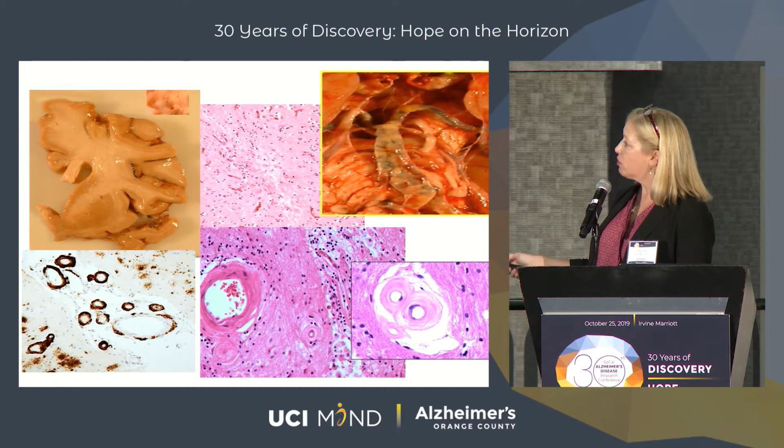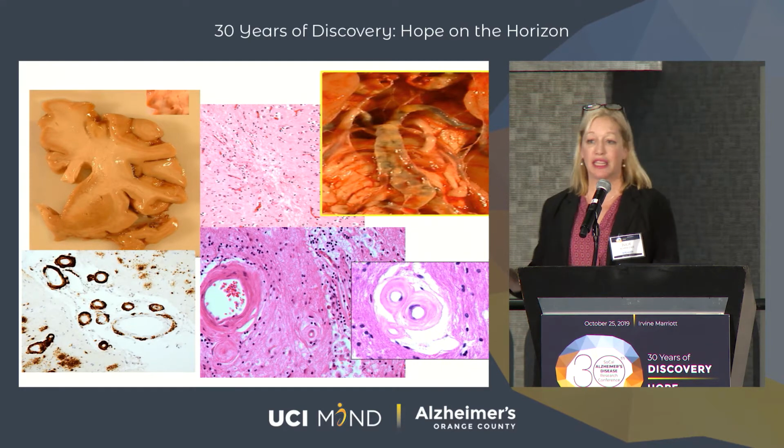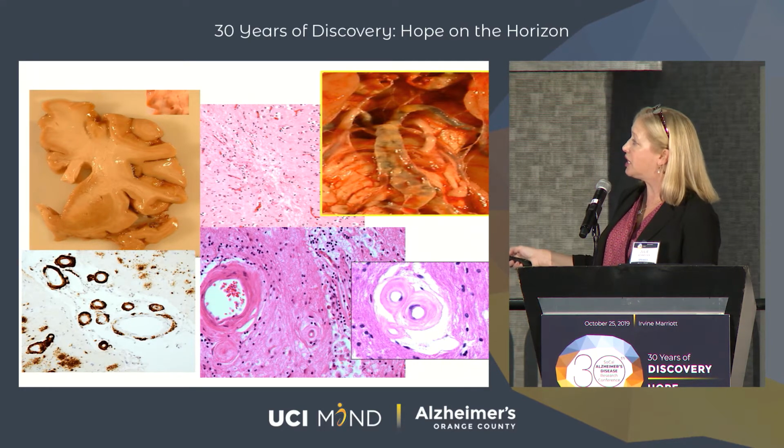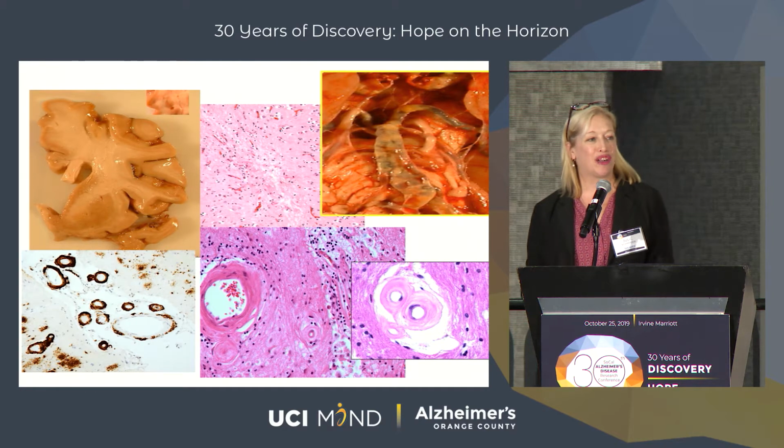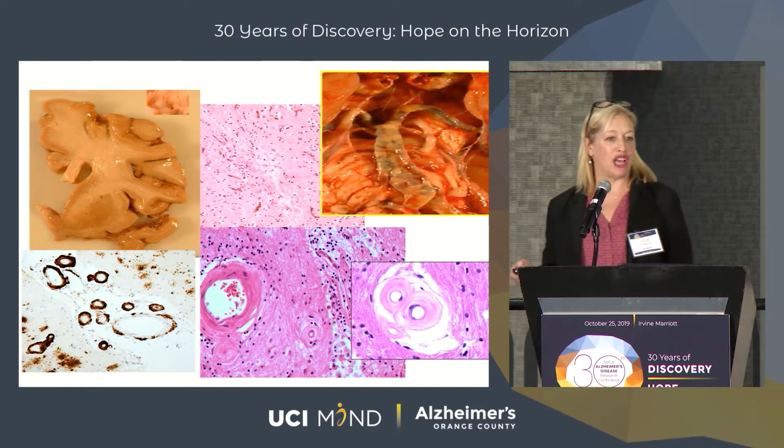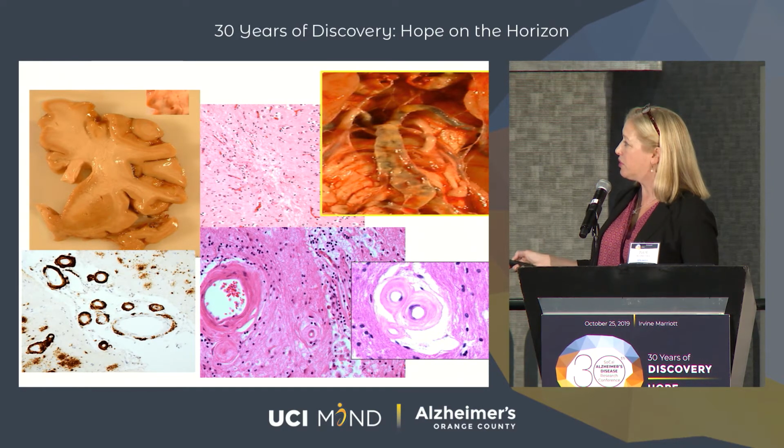Here we have atherosclerosis at the base of the brain, same thing that happens in your heart, large vessel disease. Around a third of our older people who die around the age of 90 have moderate to severe atherosclerosis.